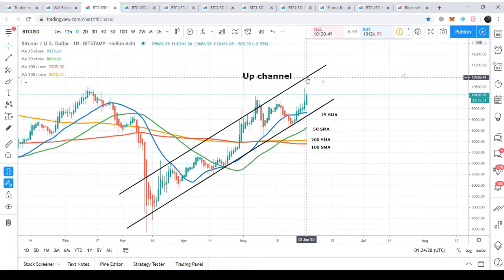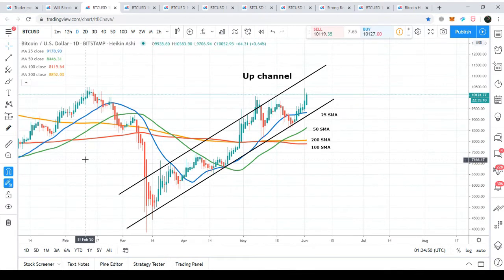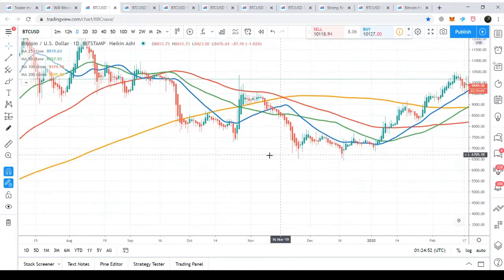And if we watch the position of the simple moving averages on this daily chart, then we have the support of the 25 simple moving average, and then we have the support of the 50 simple moving average, then 200, and then 100. We need a formation of a complete open alligator mouth, as I have already told you in my previous videos, as we had back in June 2019.